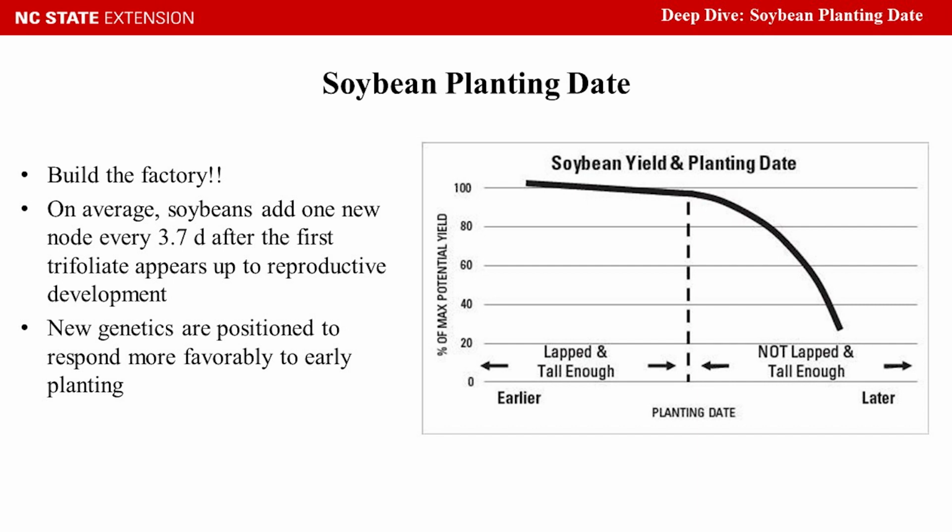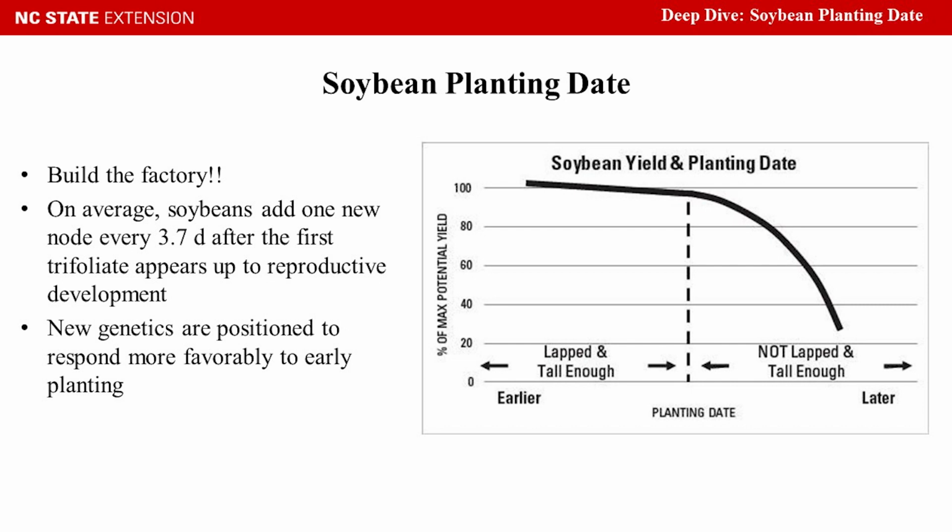If you look just on average, soybeans add one new node every 3.7 days after the first trifoliate appears, so V1 up to reproductive development. So if you looked at it on a macro level, the earlier you plant, the more nodes you should be accumulating. This is data from across the US, not necessarily North Carolina.